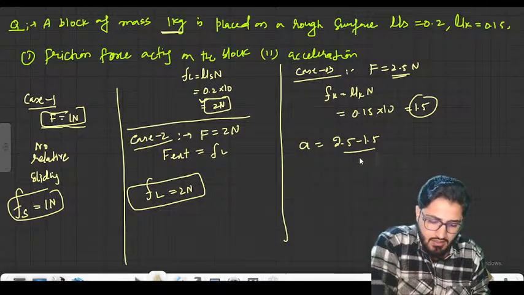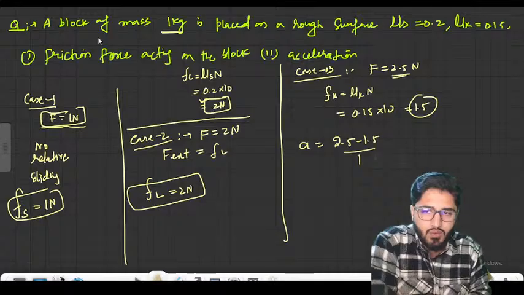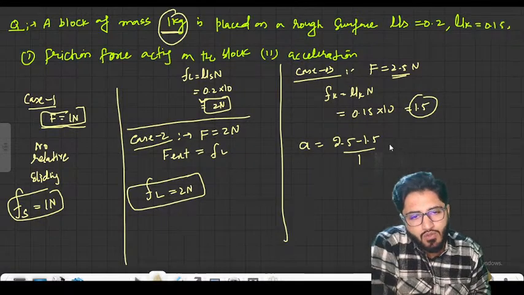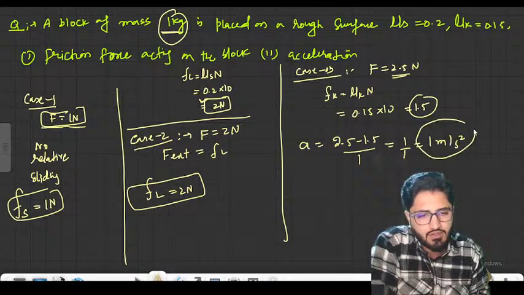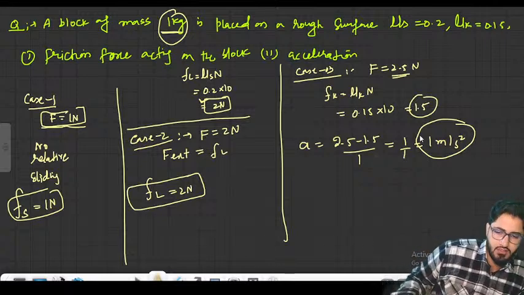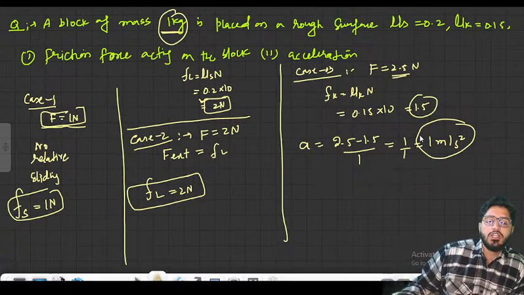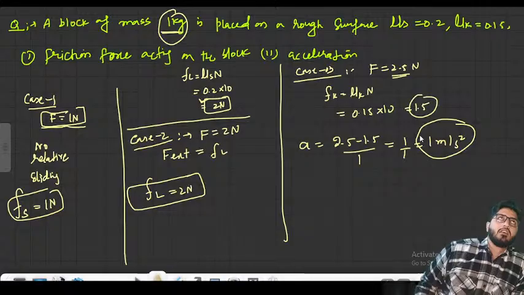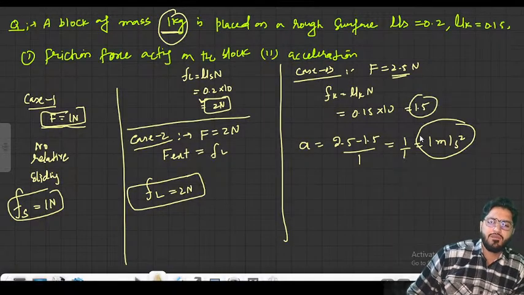Done now? 10 or 1? Just 1. Why? Because mass is 1 kilogram. So I can write here, it is 1 by 1, that is 1 meter per second square. 1 meter per second square. Okay, this is how you need to do these things. It is very easy now.